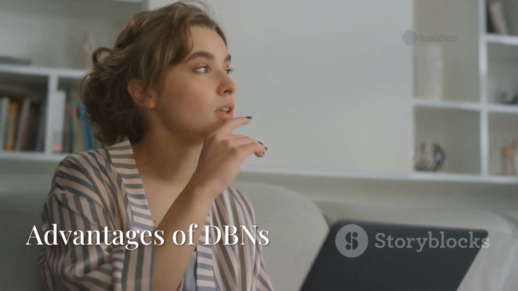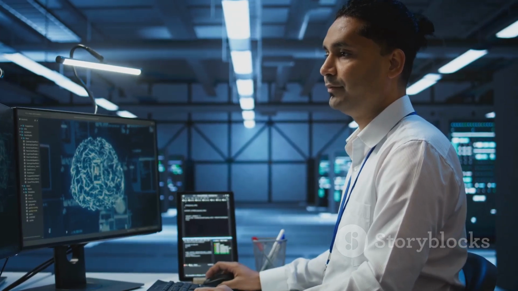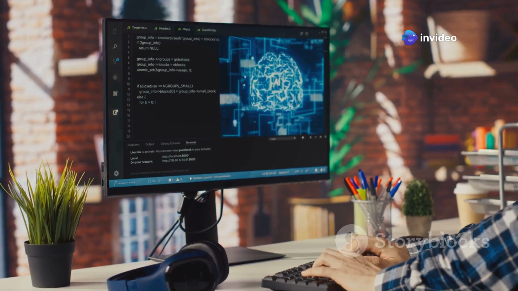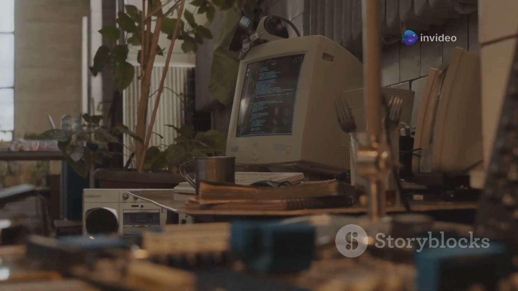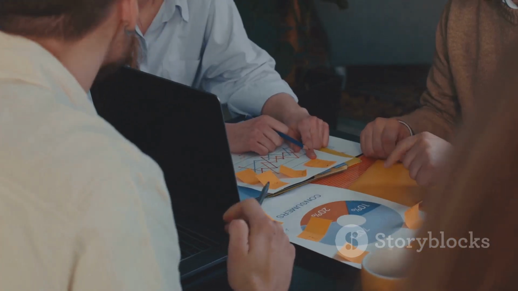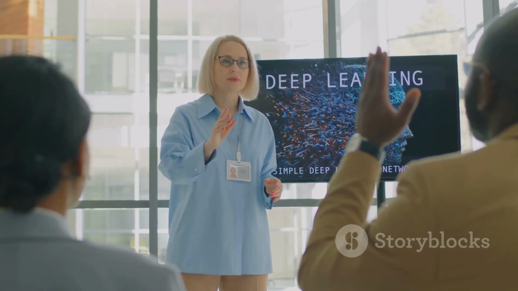So, why should we care about DBNs? Well, they are excellent for feature extraction, especially from high-dimensional data like images, speech, and text. They can also initialize deep networks effectively, which was a big challenge before modern deep learning frameworks emerged. Plus, DBNs work well when you have limited labeled data since the initial training is unsupervised.